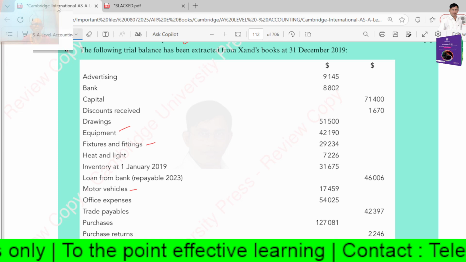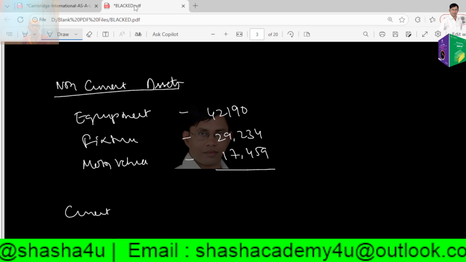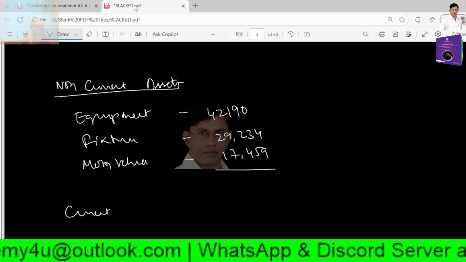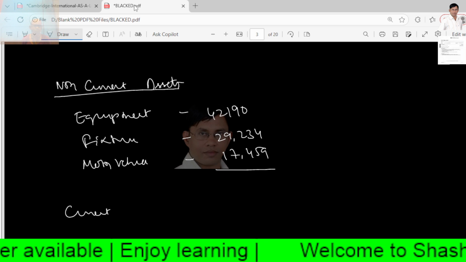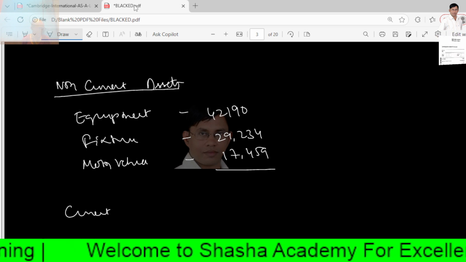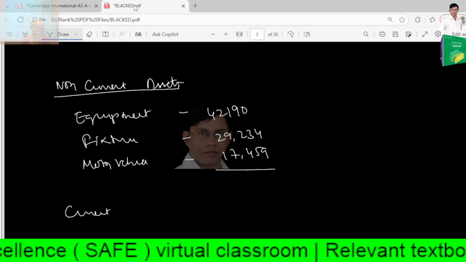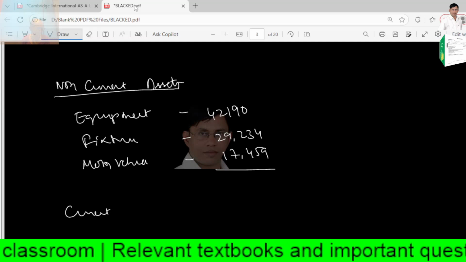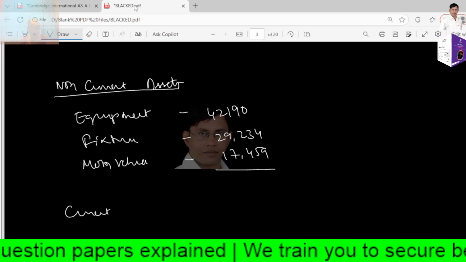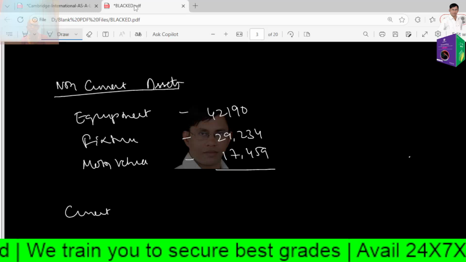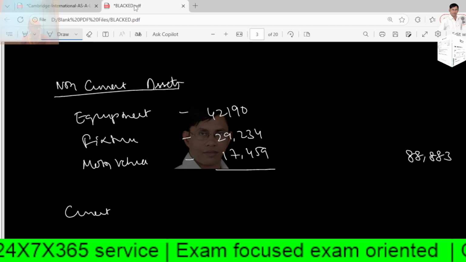Now come to current assets. First, just total this and put it here: 42,190 plus 29,234 plus 17,459 is 88,883.